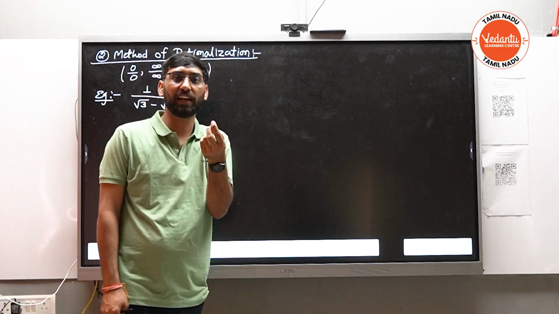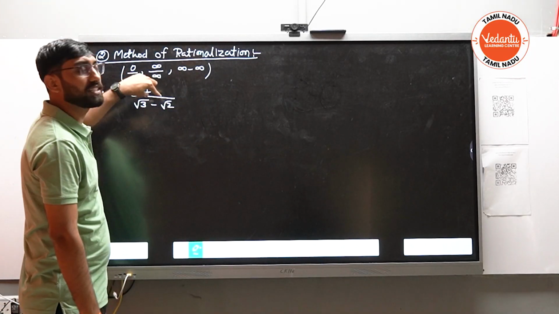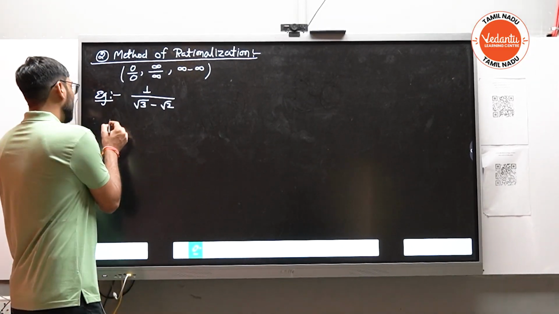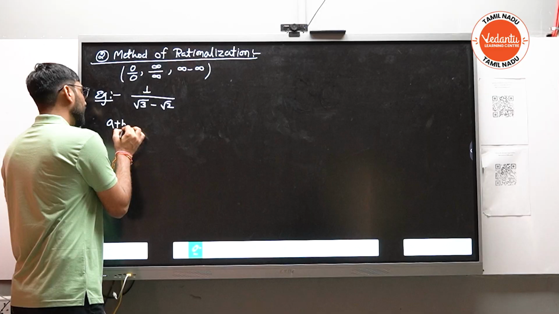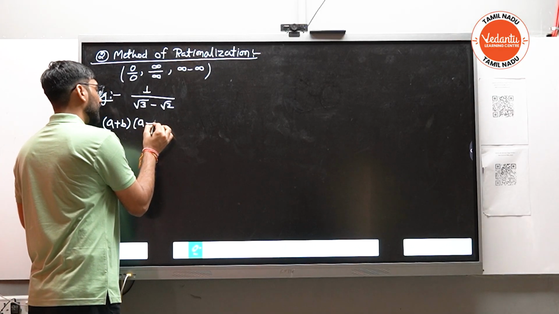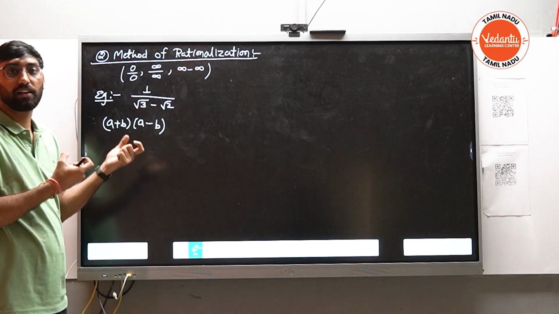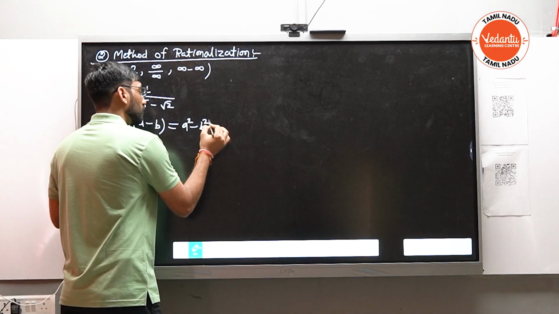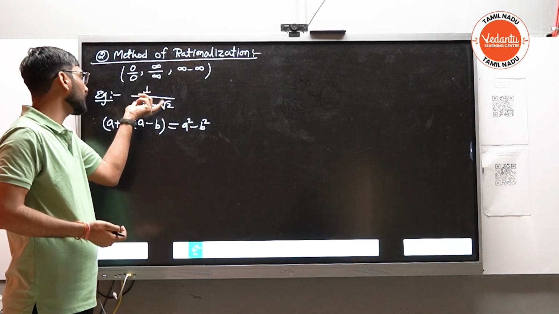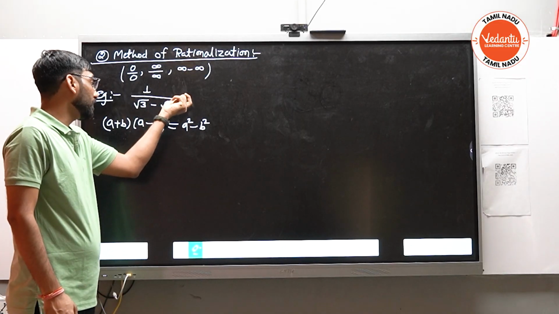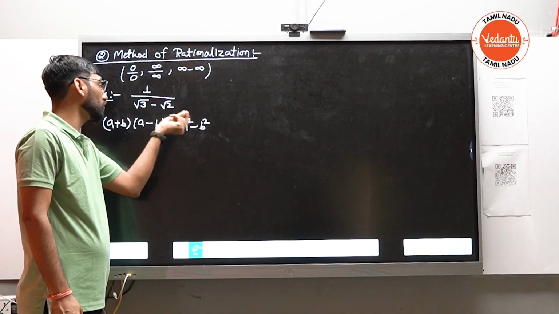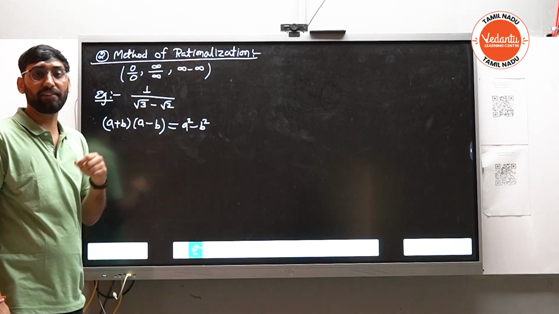In small classes, we learned that if we need to rationalize the denominator, we should know something. That is (a plus b) into (a minus b), which is nothing but a square minus b square. So if I multiply root 3 minus root 2 by root 3 plus root 2, automatically this will become root 3 square minus root 2 square, and then I will get it.